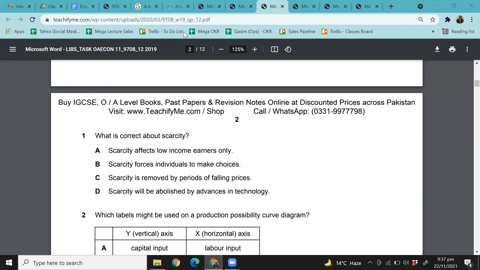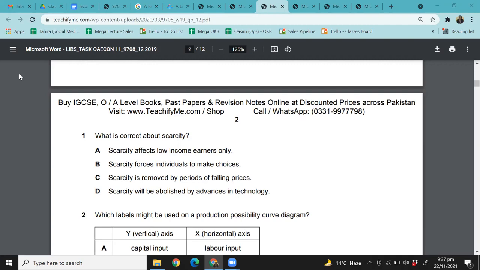Okay, which statement is correct about scarcity? Scarcity affects low income earners only. Scarcity forces individuals to make choices. Scarcity is removed by periods of falling prices. Scarcity is abolished by advances in technology. Students, what do you think is the answer? If there is a basic economic problem, which means you have limited resources and unlimited wants, then which of these statements do you think would be true? Easy, right?